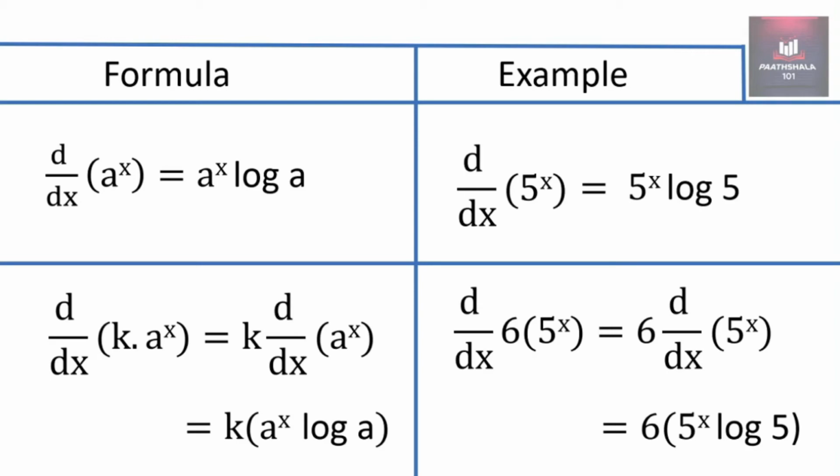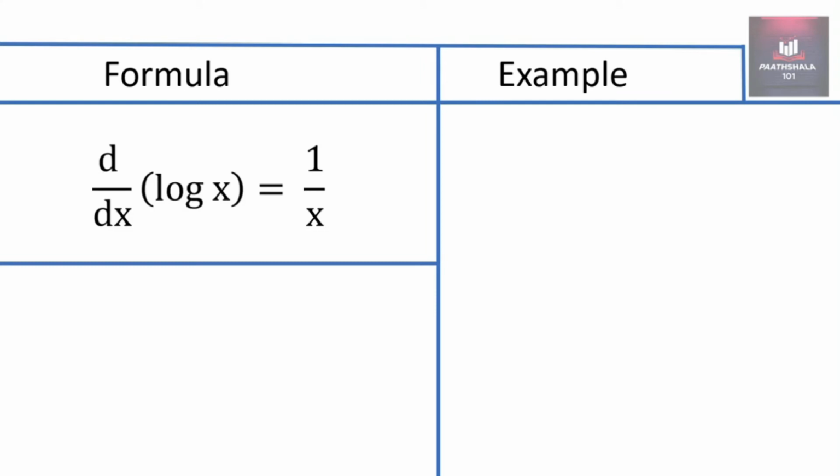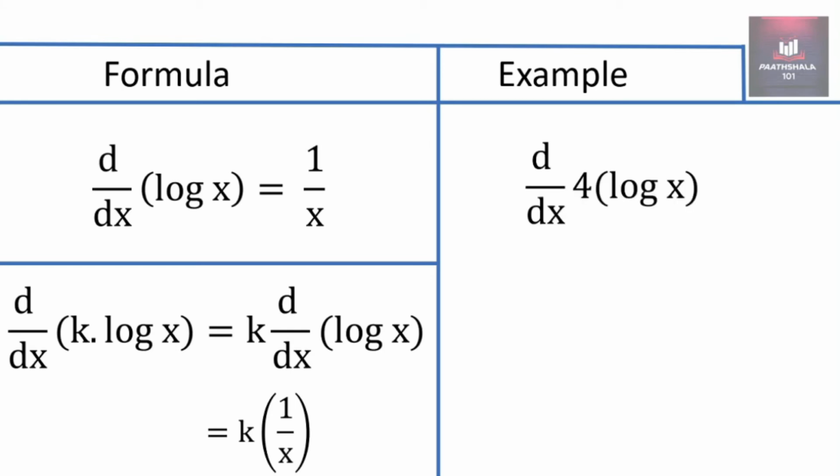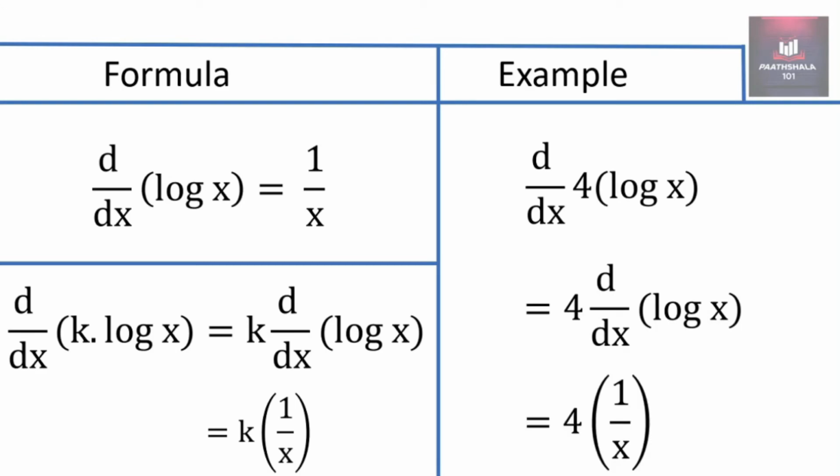Now derivative of log x is 1 by x, and if there is a constant with log x, that constant will come outside, so it will be k into d by dx of log x, where k is a constant, so it will be k into 1 by x. Let's understand this with the help of an example. Derivative of 4 log x: we will take 4 outside, derivative of log x. Now 4 into 1 by x, which is the derivative of log x.